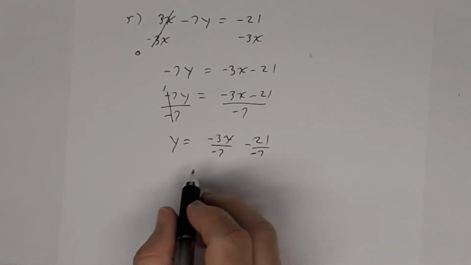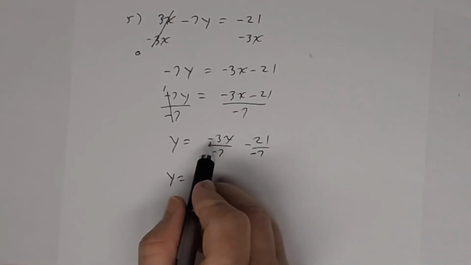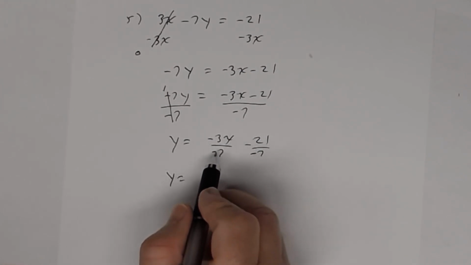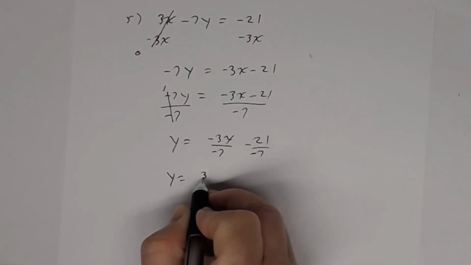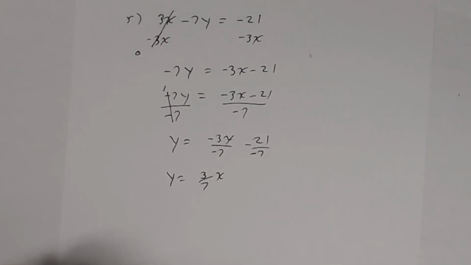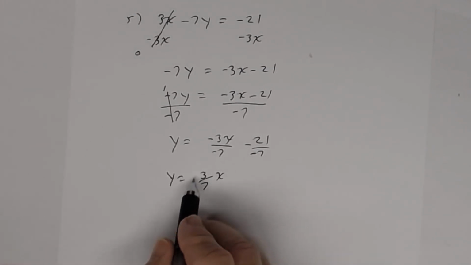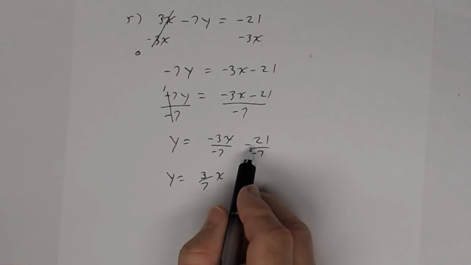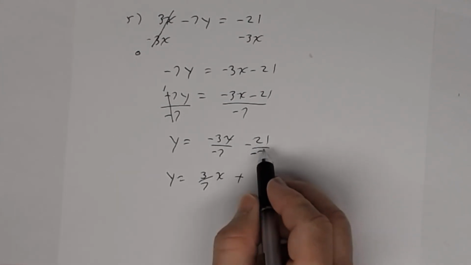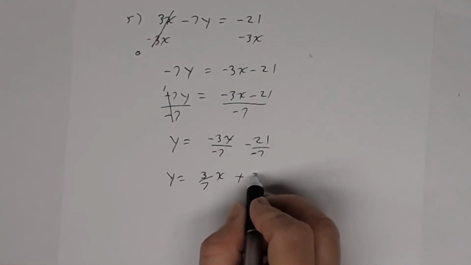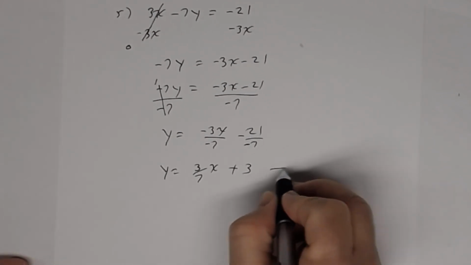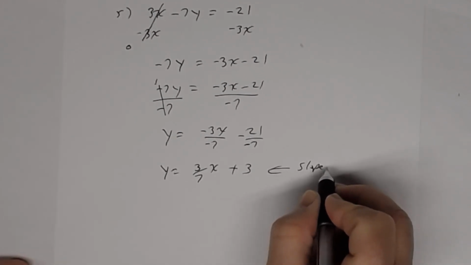Now let's simplify this. So y equal, first of all, notice that a negative divided by negative is a positive. So a negative 3 divided by negative 7 is a positive 3/7, and then times x. And then a negative divided by negative is a positive, but we also know that 21 divided by 7 is 3. And so now this is in slope-intercept form.